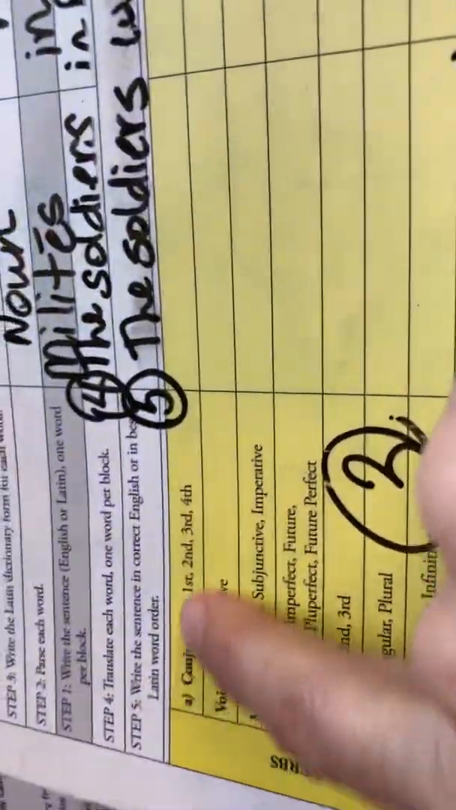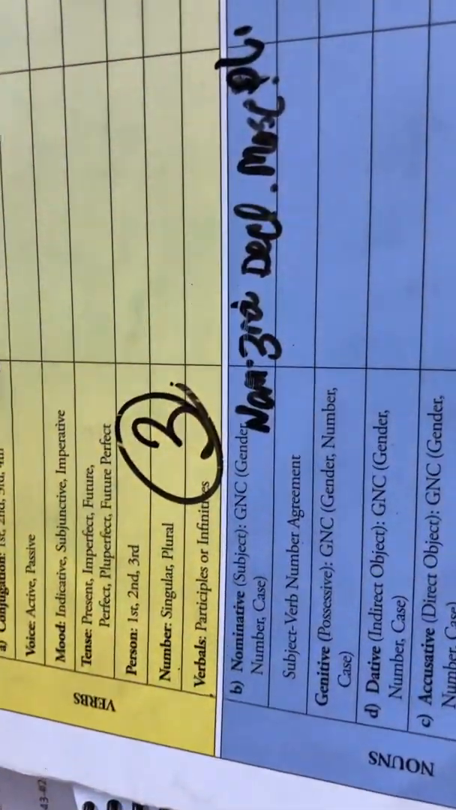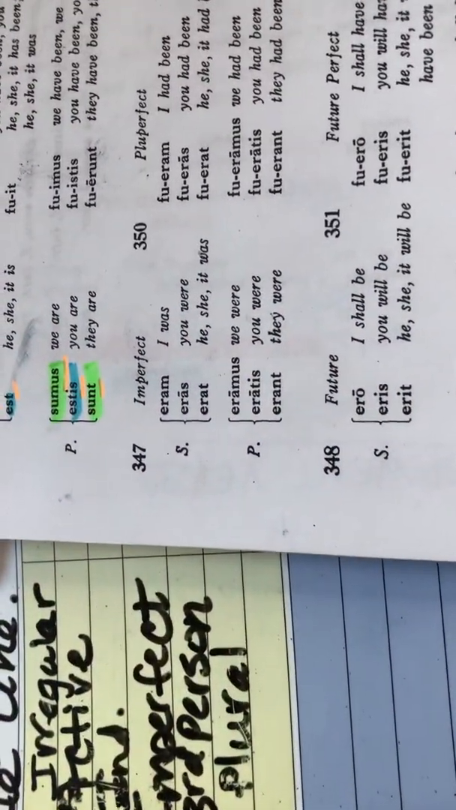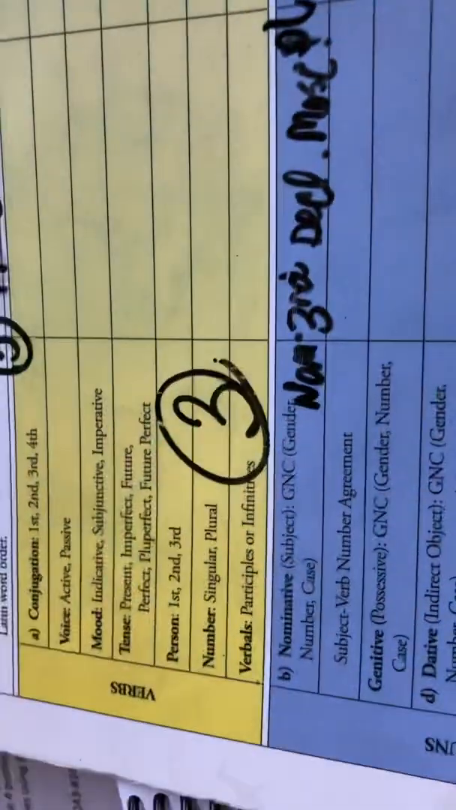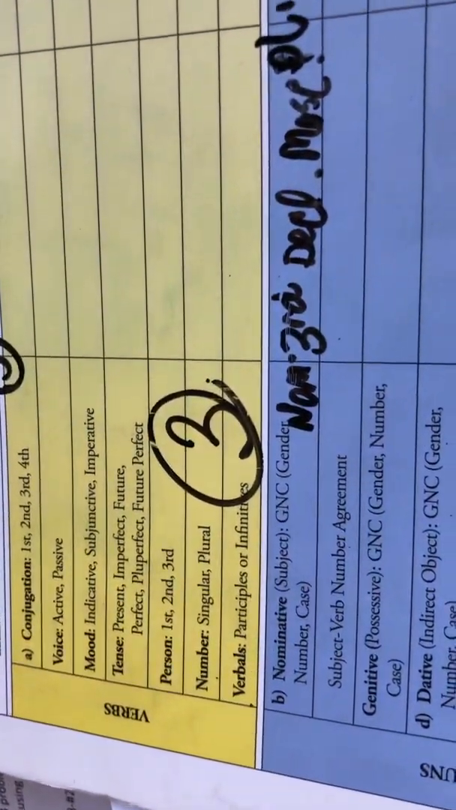So I go over here and it asks for the conjugation, but irregular verbs don't have one, so I write irregular. Then I know that they ask for person and number. Well, I just saw that there, and it was third person plural. But if I also look again, it is imperfect tense. So in my tense, I write imperfect.